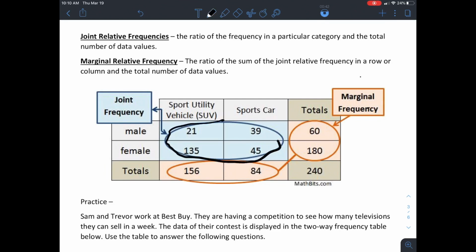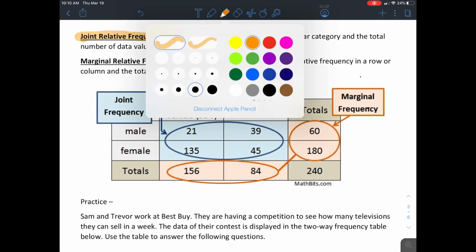I've put a little table here to remind us that joint frequencies are in the body and marginal frequencies are along the edges. Just like on a piece of paper, the margins are the edges. In a table, our marginal frequencies are our subtotals along the edges. All right, so let's remember that going in today because that's going to be important to apply that knowledge to today's lesson. So the first type of relative frequency we're going to talk about is a joint relative frequency.